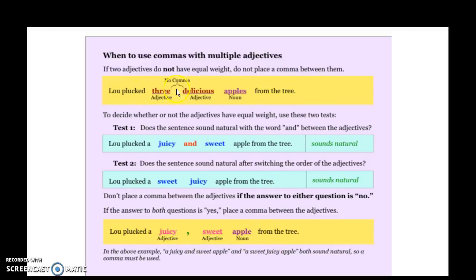Now don't get confused here. They're saying here you never would have to place a comma. I think maybe some of you, including yours truly, thought that this part might be going with that part. Actually, this part is going with the bottom part. Okay? So again, just do the tests and read it out loud. And if it makes sense in both of them, then you won't need a comma. If not, like Lou plucked and three and delicious and apples, no, it doesn't make any sense.